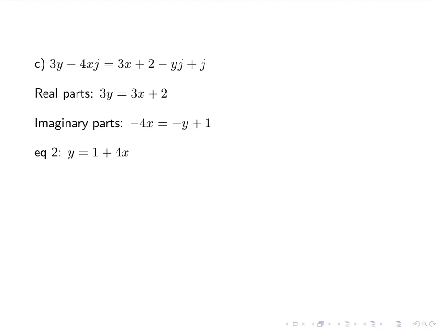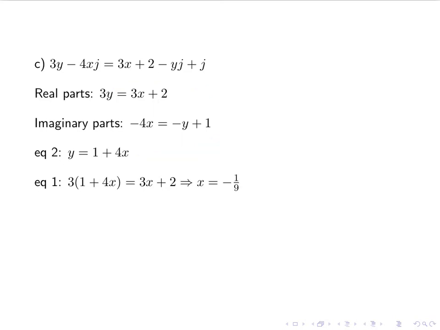So what I'm going to do is take the second equation and solve it for y. So y equals 1 plus 4x. Then I'm going to substitute this into my first equation. So 3 times y, but y is 1 plus 4x, equals 3x plus 2.